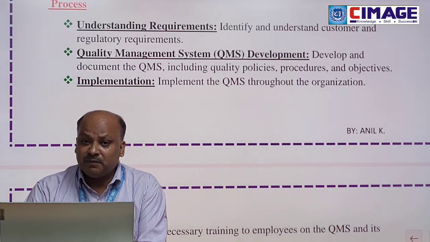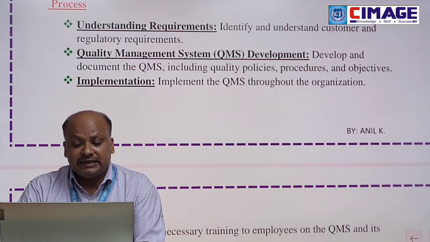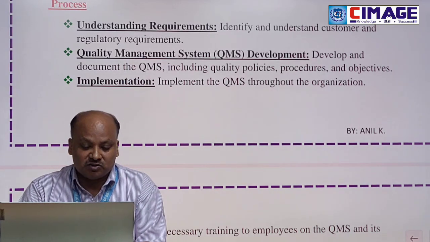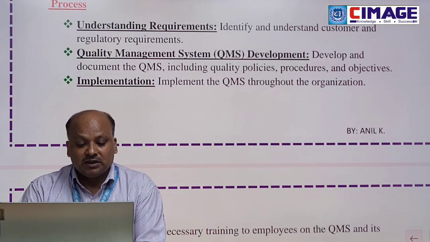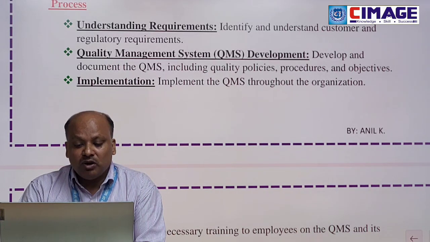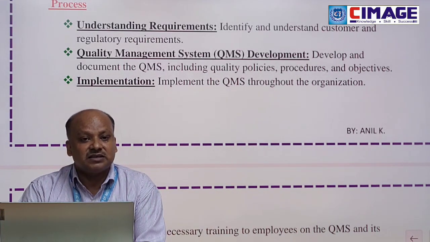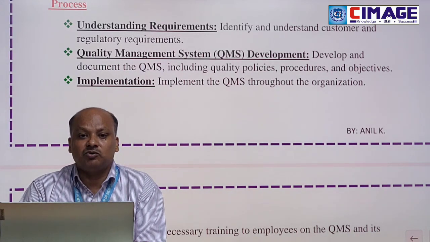The continual improvement. This is a very, very important step under the process. Use the gathered data to make improvements in the quality management system and process. And after that, the certification. Optionally undergo an external audit to become ISO 9001 certified. And this is how the ISO works out.